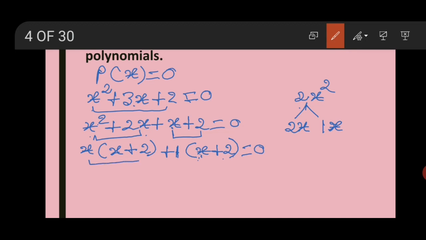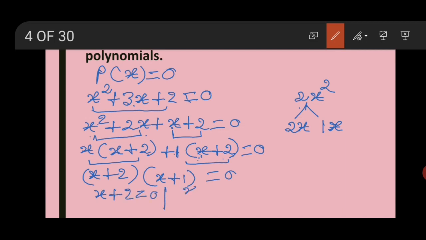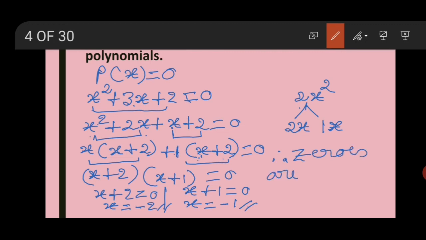So now again, what's common here? X plus 2 is common, take outside, and what's remaining here? X, and here plus 1, that's equal to 0. Therefore either x plus 2 is equal to 0 or x plus 1 is equal to 0. That implies what? X is equal to carry plus 2 into other side, it becomes minus 2. Here x is equal to minus 1. So what are the two zeros? Zeros are minus 2 and minus 1, right?